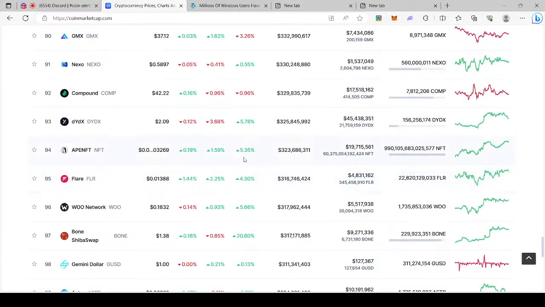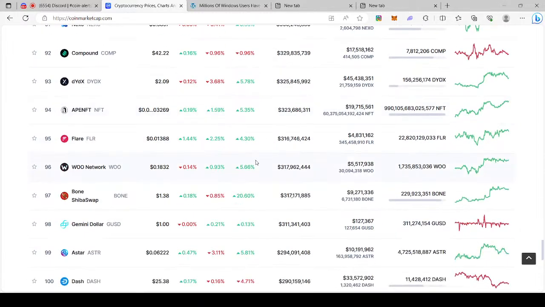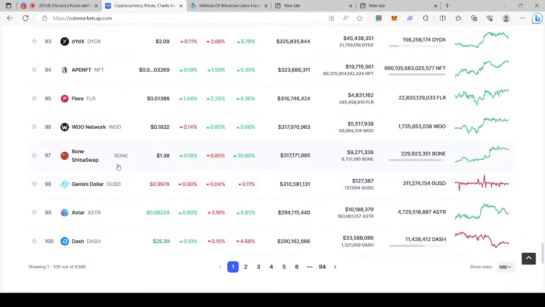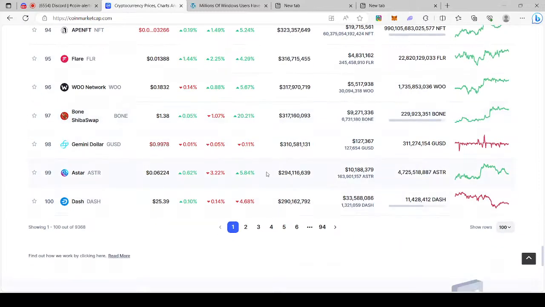But here you go. NFT's up 5%. Woo's up 6%. Oh, look at Bone. Bone's up 20%. Bone Swap. I tell you what, guys, I'm a big Shiba fan, so as a moon bag option, I definitely like Bone. So every time Bone has a bad day, I would be stacking this here because Shiba Inu's not going anywhere. Just kind of a heads up.